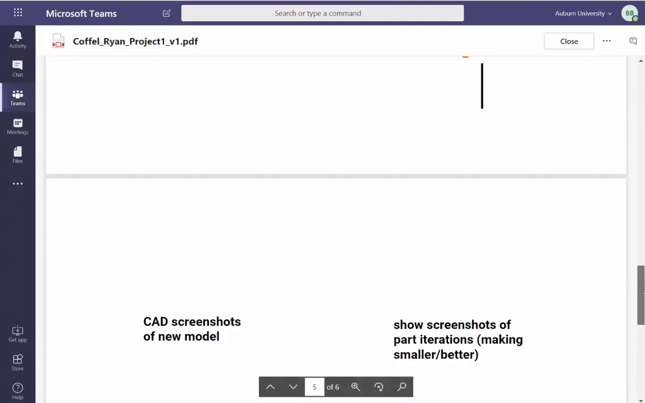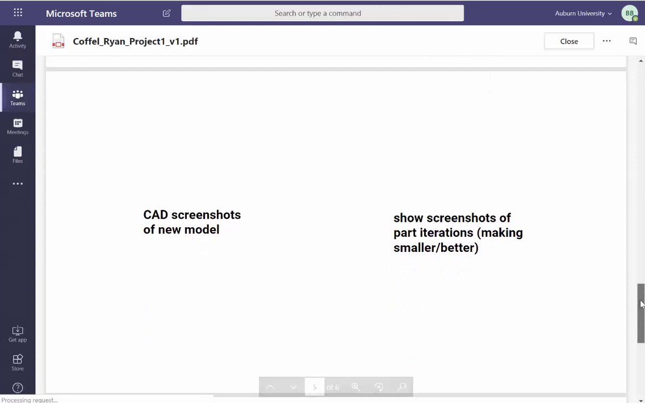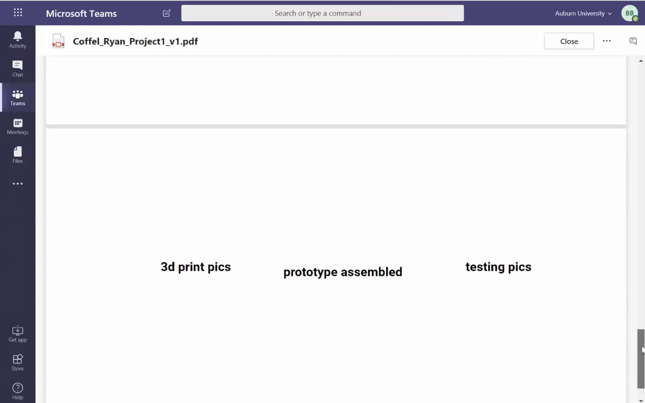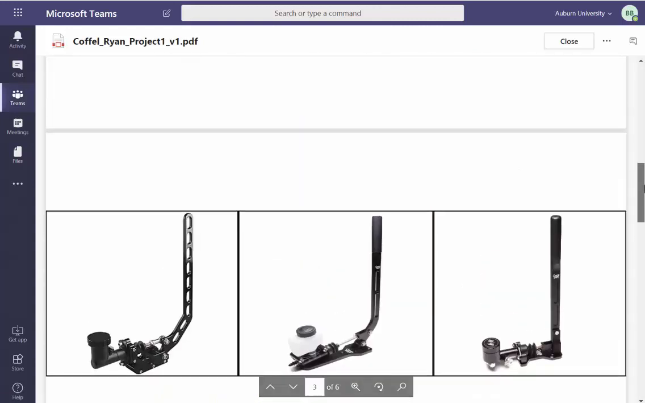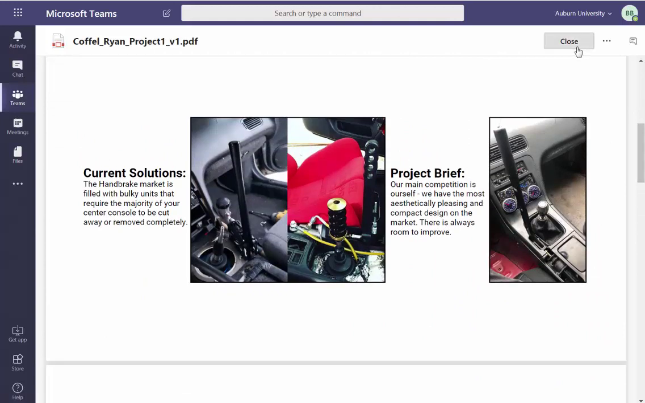What are the improvements, and so you can either show those through CAD or show those through sketches. I don't really care which one. Testing, and then this is where the validation needs to come back in. How are you improving on what's already existing?